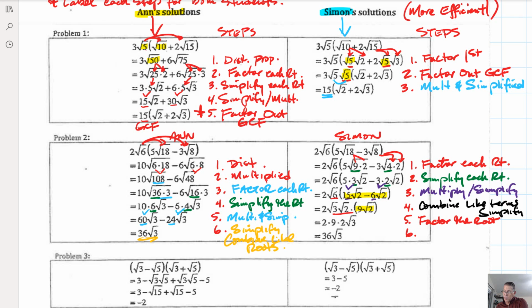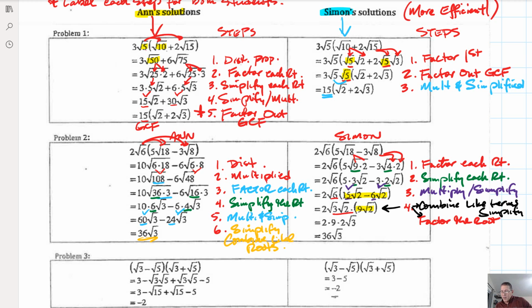Let's see. 1, 2, 3, 4. I got the steps mixed up here. Let me think about this. Factor each root is first. Simplify each root is the second, in green. Third, multiply and simplify. And then step 4, we combine like terms and factor. So step 4 is he did both of those things. He did 2 things here, this one and this one.